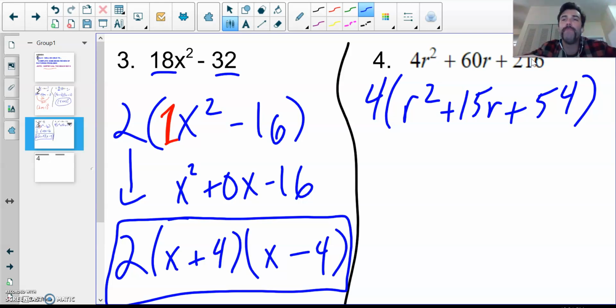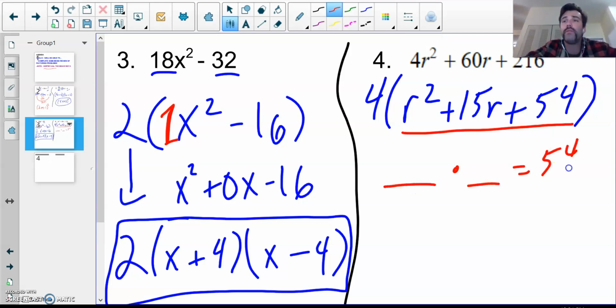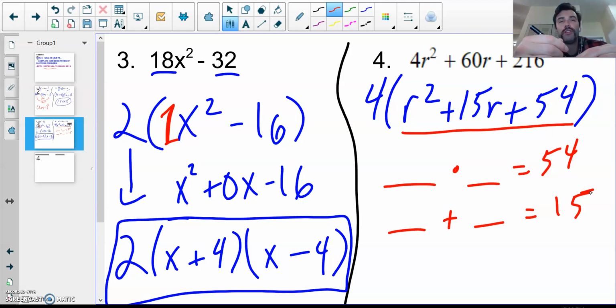Now we're just talking about factoring here. With a leading term of 1, I want to find two numbers that multiply to give me 54, and those same two numbers must add to give me 15. What are the factors of 54? 1 and 54. 2 and 27. Neither of those will add to give me 15.